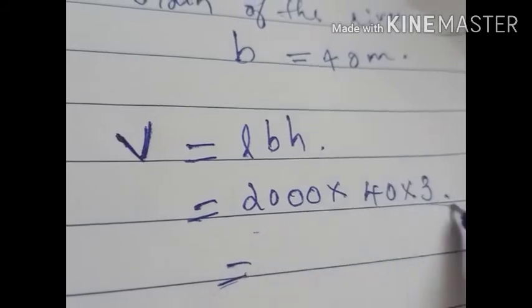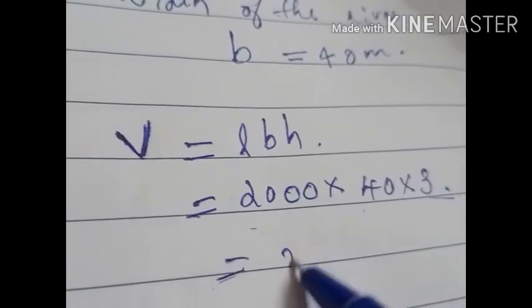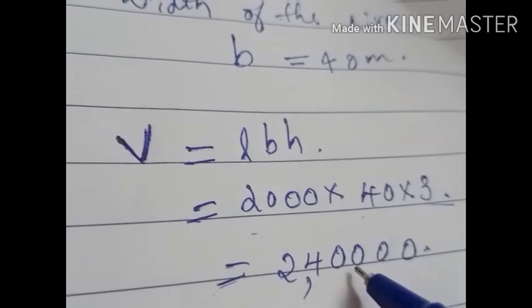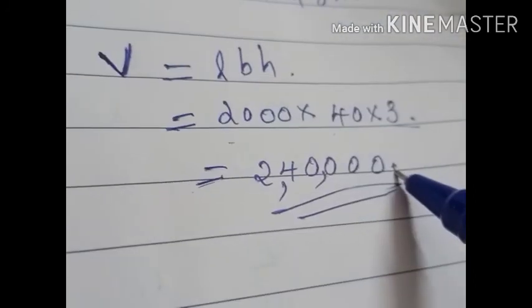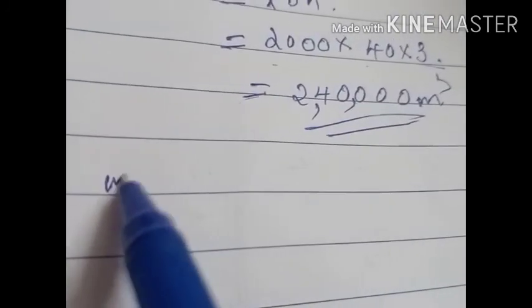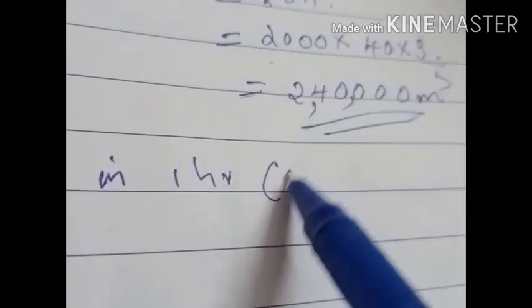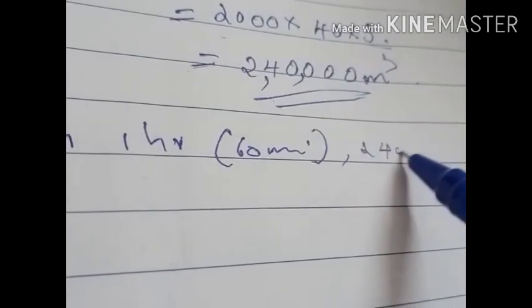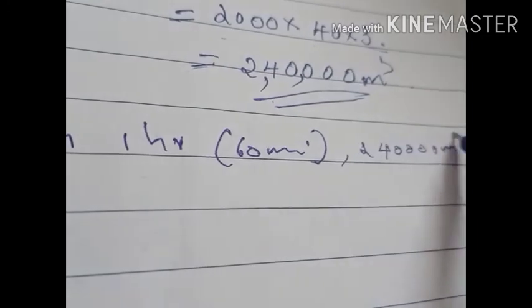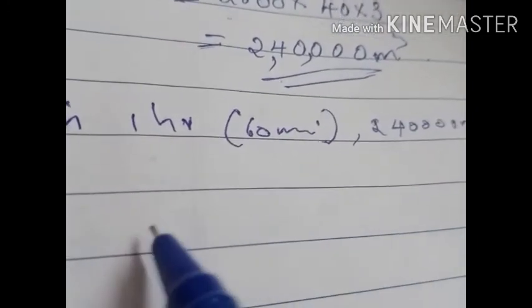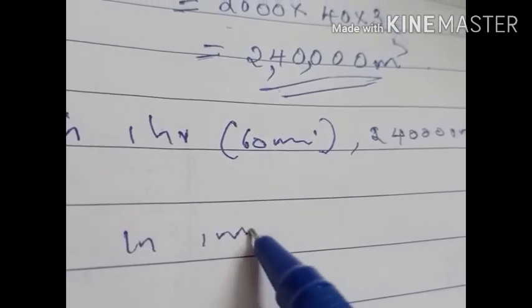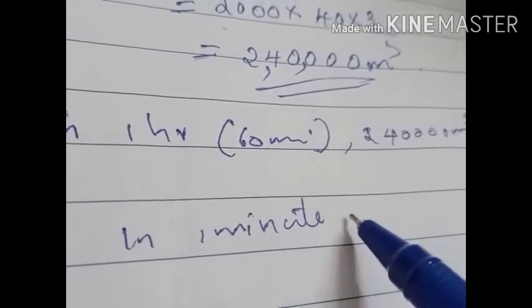Then we should multiply them. Then what we will get? 24,000. That means 2,40,000 meter cube. This is in 1 hour. In 1 hour, that means in 60 minutes, the falling water is 2,40,000 meter cube. But in the question it is asking for 1 minute. So in 1 minute, how much water is falling into the sea?